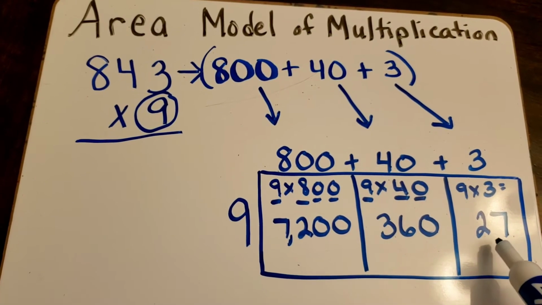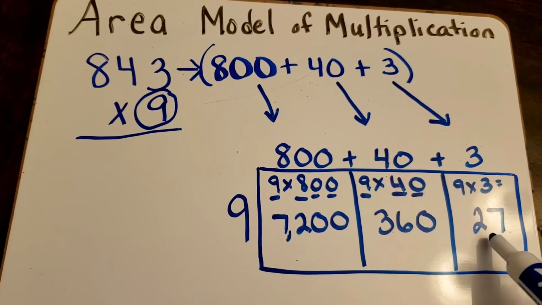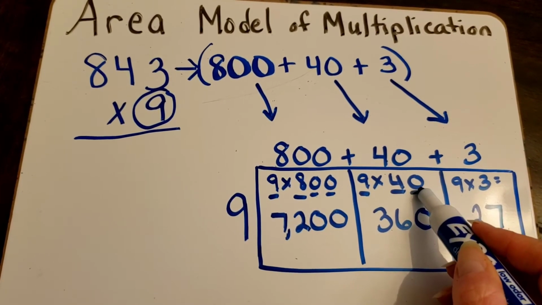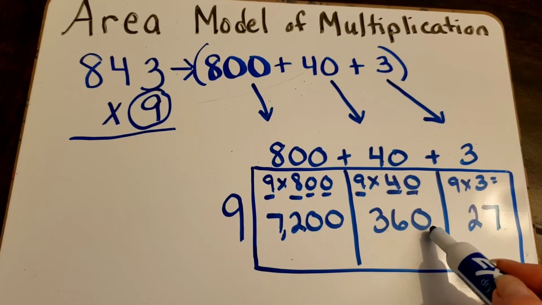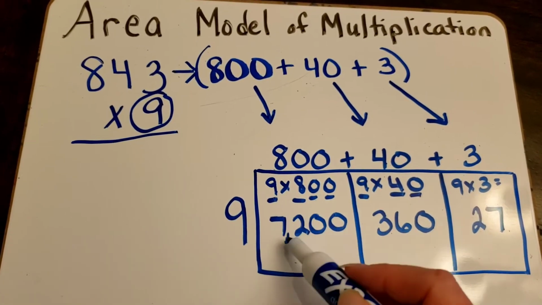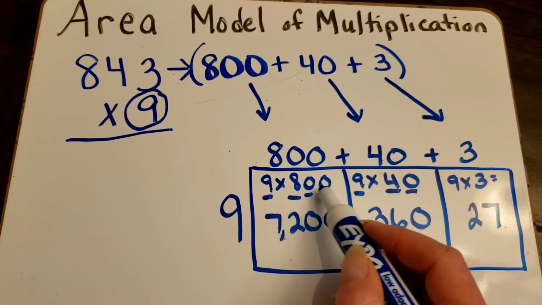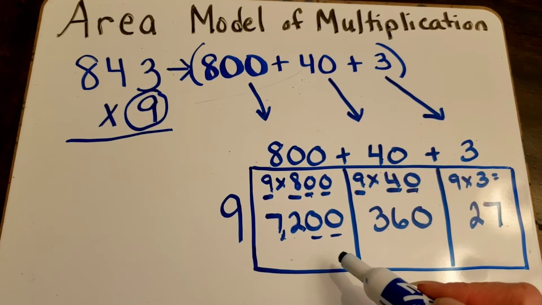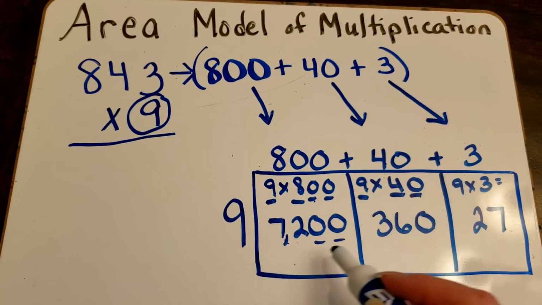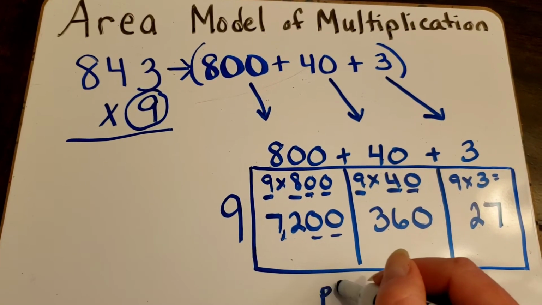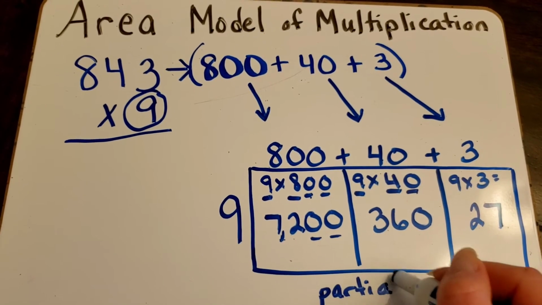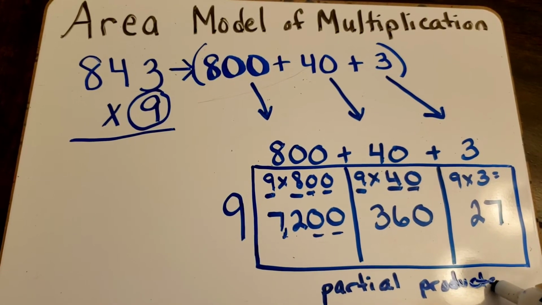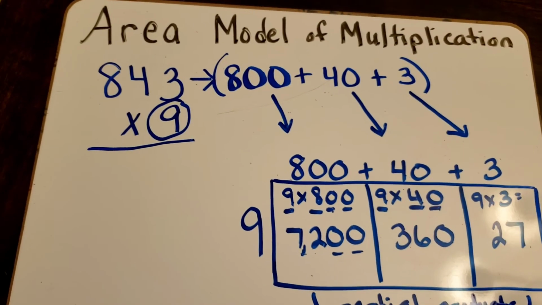Now we have each one of these. We're going to check our math. 9 times 3 is 27. 9 times 4 is 36. But we have that 10 there, so 9 times 40 is 360. And then we have 9 times 8 is 72. But again, we have 9 times 800, so it's actually 7200. Those 2 zeros are at the end. So these are our partial products, and we're going to add the partial products up to get the full product.